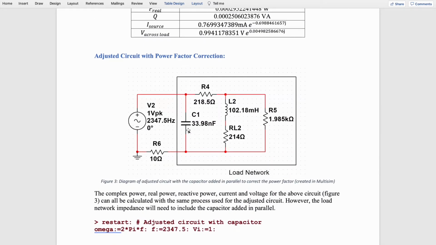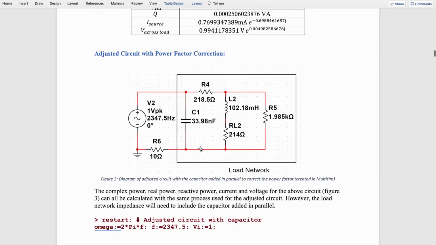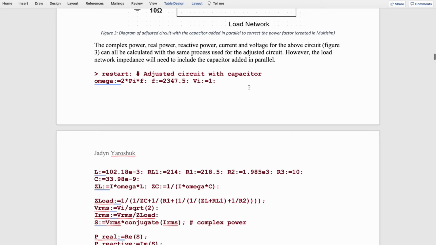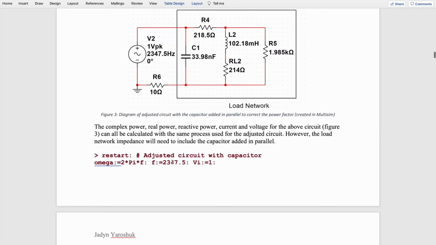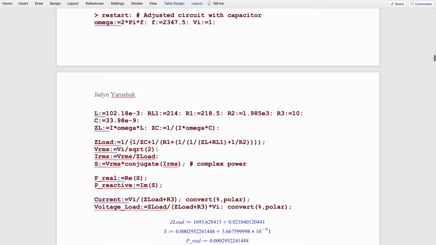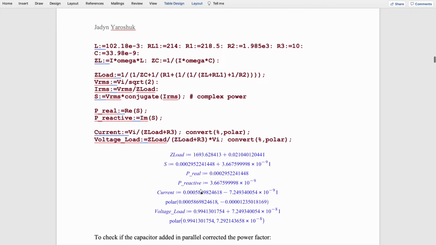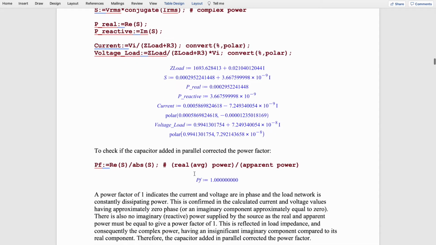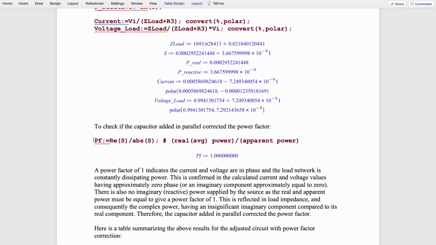This is repeated for the adjusted circuit with power factor correction, i.e. the capacitor added in parallel to the load network. So the calculations will be the same for the power factor and current and voltage and complex power. But the only difference is that the new load impedance will have to include that capacitor added in parallel, as we did right here. So then we solved for the complex power, real and reactive power, current and voltage. And to double check our work, the power factor is indeed equal to 1, which is what we wanted.